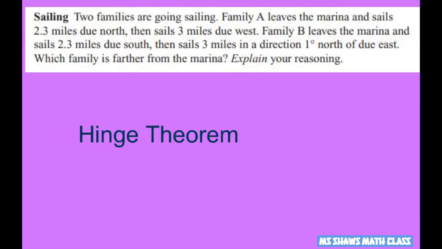Two families are going sailing. Family A leaves the marina and sails 2.3 miles due north, then sails 3 miles due west. Family B leaves the marina and sails 2.3 miles due south, then sails 3 miles in the direction 1 degree north of due east. Which family is further from the marina? Explain your reasoning. So the first thing we're going to do is draw a picture.